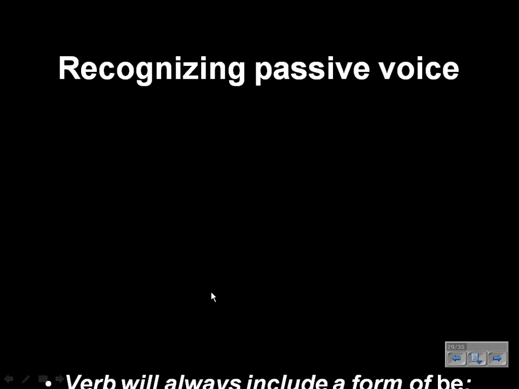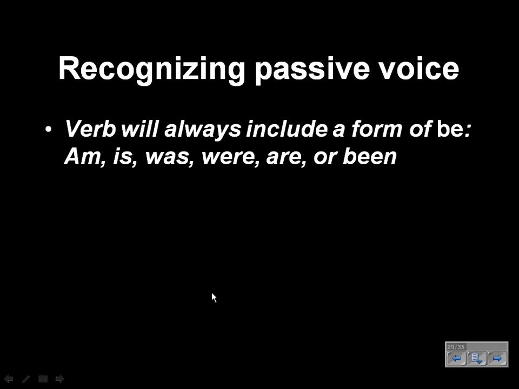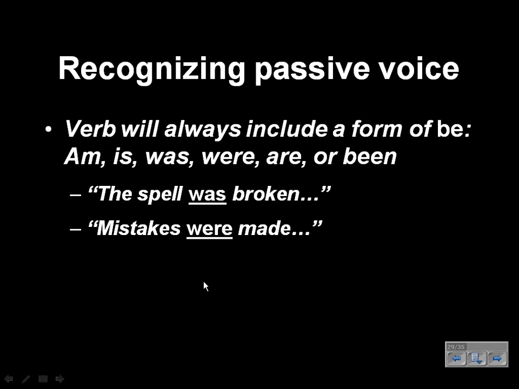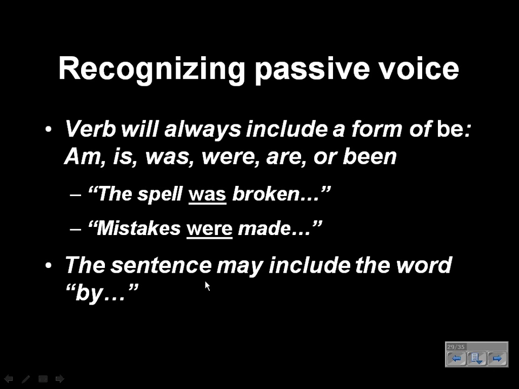How do you recognize passive voice? The verb will always include a form of be: am, is, was, were, are, or been. The spell was broken. Good one to learn for politics. Mistakes were made. We're not even going to put the subject in that sentence. We're going to just leave it blank so that we don't really take blame for what happened. The sentence may include the word by. Okay, so, mistakes were made by me. That would be bold.